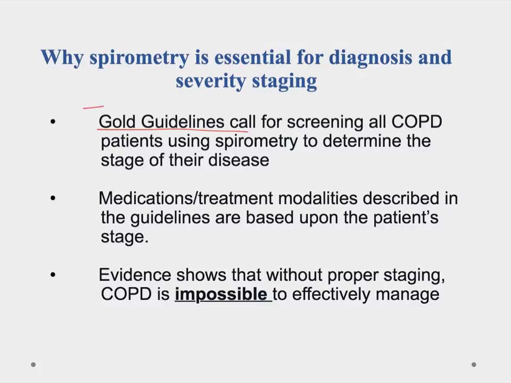So the GOLD guidelines said to use spirometry to determine the stage of the disease in COPD patients, and then medications and treatment modalities are described based on their stage. So again, like I was just saying, these are ways that we can accurately, consistently, and in an organized manner treat a patient for where they are, and treat their symptoms appropriately and hopefully keep them out of the hospital. Again, I'm going to kind of compare it to diabetes. We base our treatment for diabetic patients based on what their blood sugars are looking like.